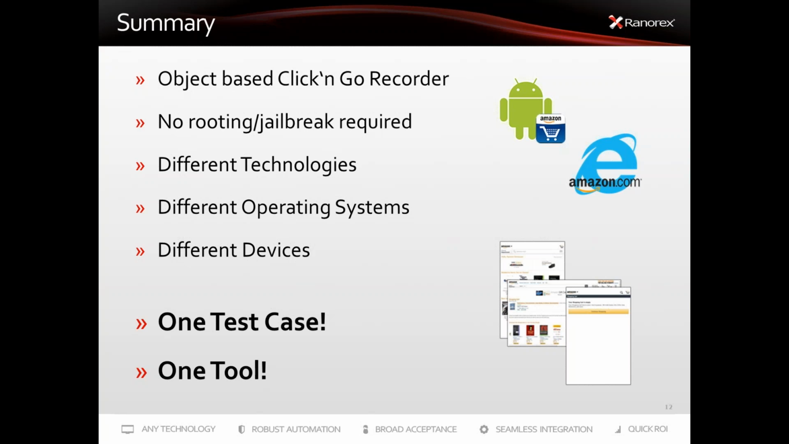As you saw, we use different technologies, namely IE with the Amazon.com website, and then we use the Android application for Amazon as well in the same test case. We also showed you that even though we had different hardware devices, using different operating systems, we are still able to just run our test with just one simple change. We did all this in one test case using one tool.